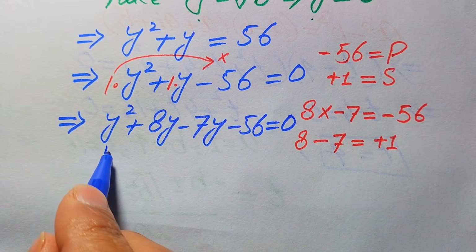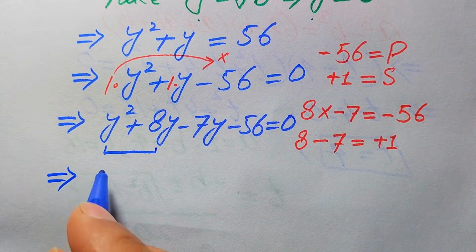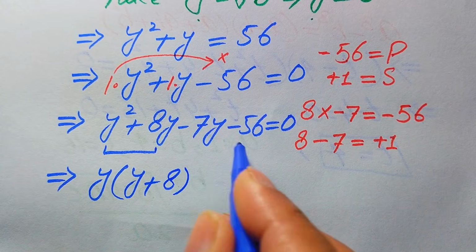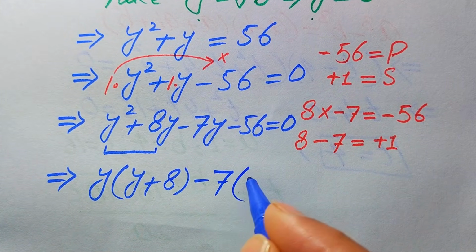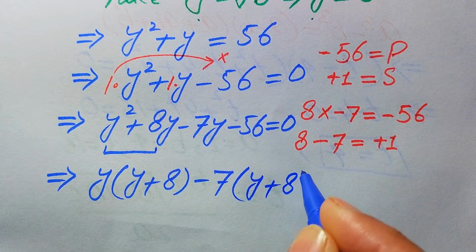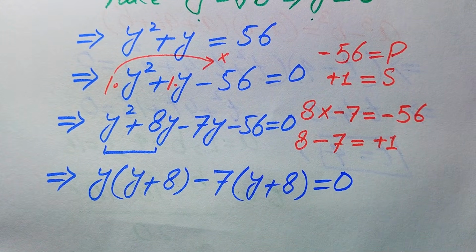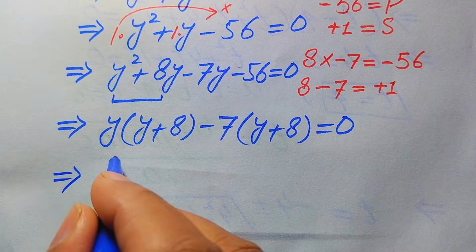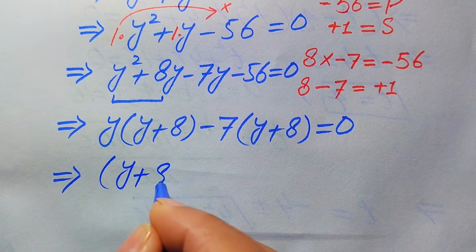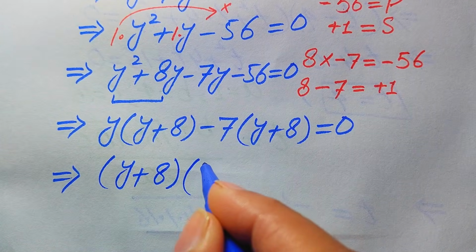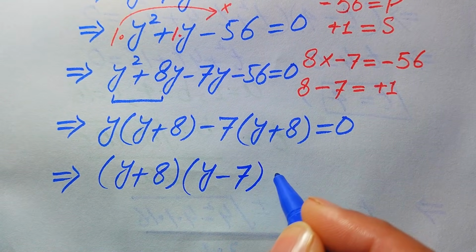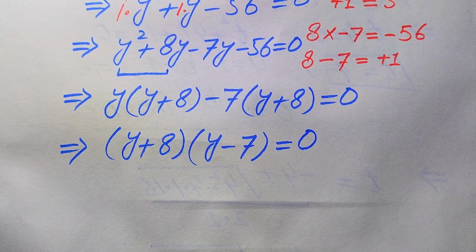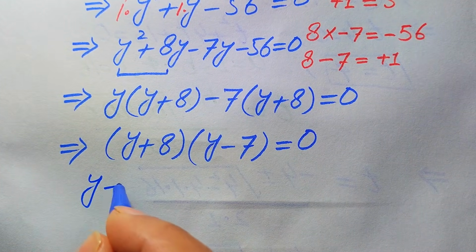And now in the next step we need to take common y from the first two terms, and when we take common y, the remaining values are y plus 8. And here we take common minus 7 and we get the remaining values y plus 8, and this whole equation is equal to 0. Now in the next step we take common y plus 8, and we get the remaining values y minus 7, and this whole equation is equal to 0. So further we divide this equation into two cases.